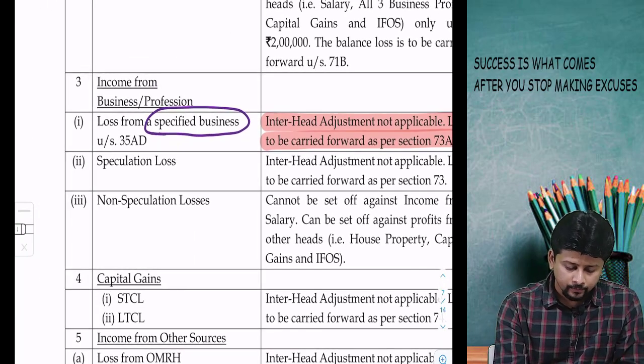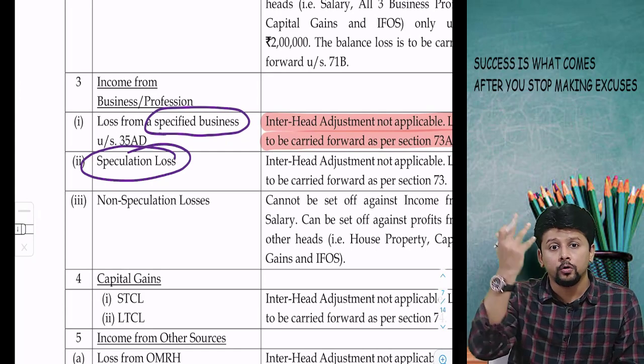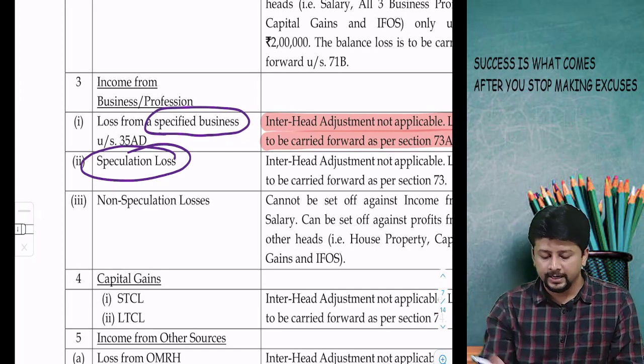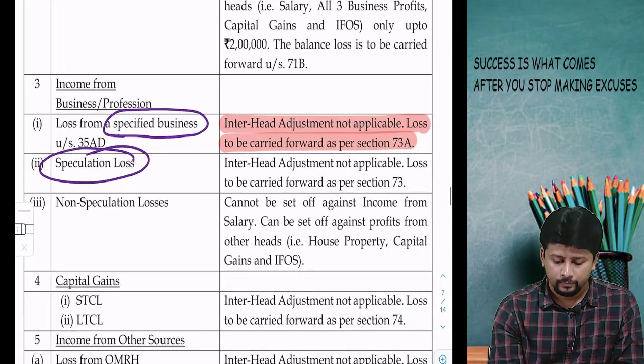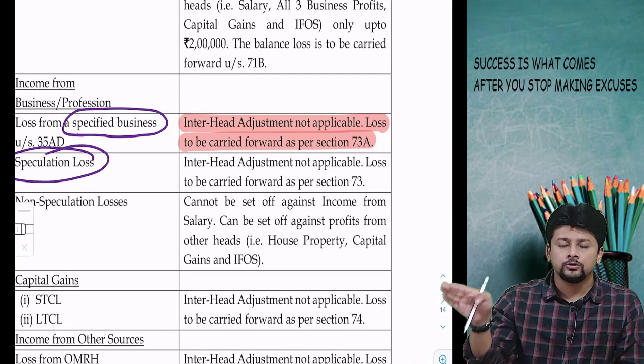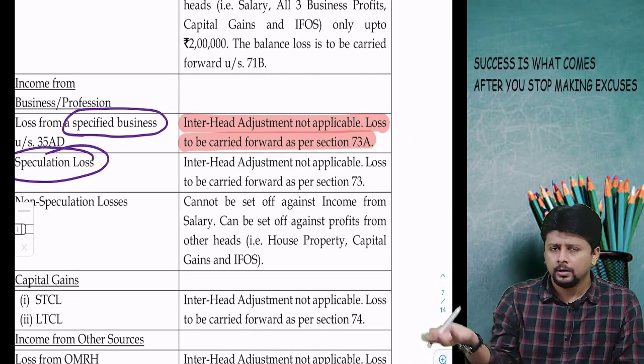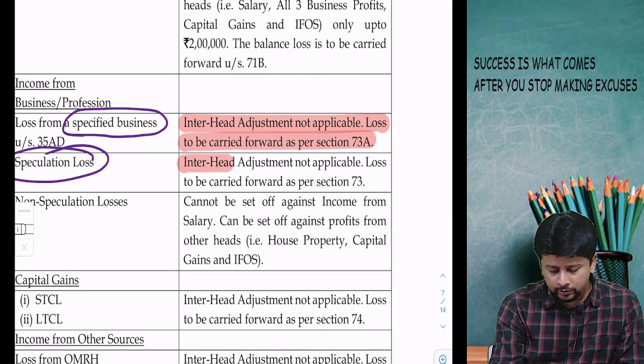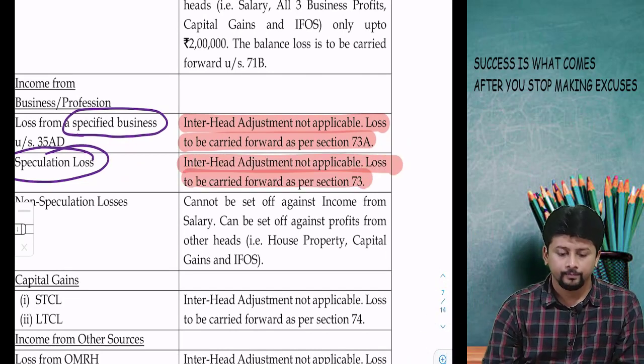Speculation loss can be set off against speculation profits only. So the other four heads are not speculation. That means I cannot adjust speculation loss against salary income, house property profit, or capital gains profit. They are not speculation in nature. So straight away carry forward them.